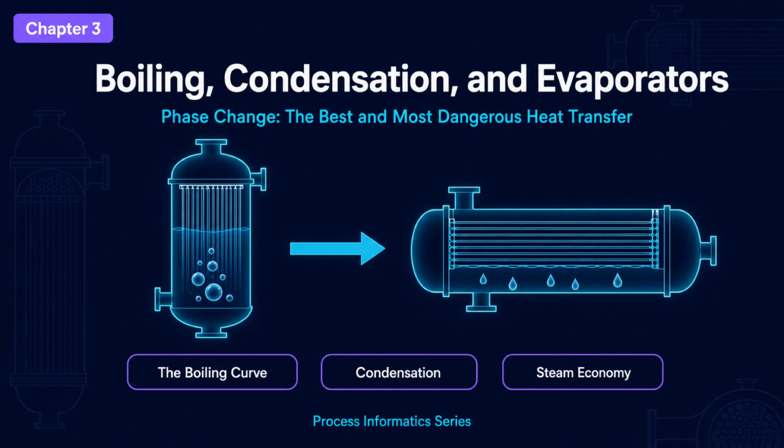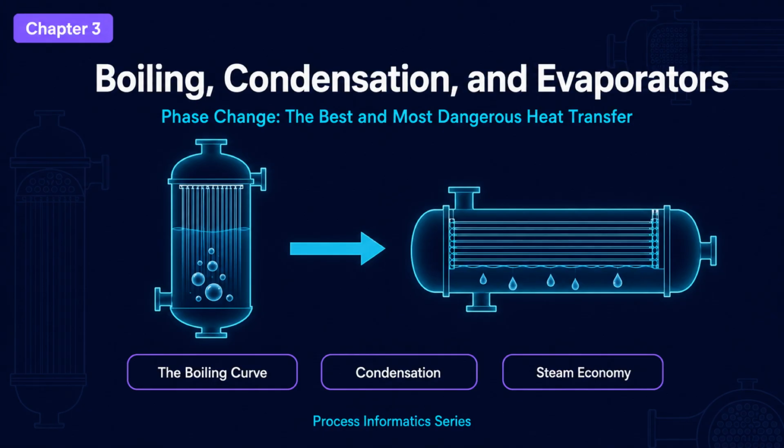Welcome to Chapter 3 of our Chemical Engineering Heat Transfer series, Boiling, Condensation, and Evaporators. The subtitle tells you where we are going. Phase change, the best and most dangerous heat transfer a process engineer can buy. The first 2 chapters moved heat into and out of fluids that stayed liquid or stayed gas. Let those fluids change phase, and both the coefficients and the hazards jump by an order of magnitude. Boiling is the finest heat transfer available, right up to the point where it fails catastrophically.